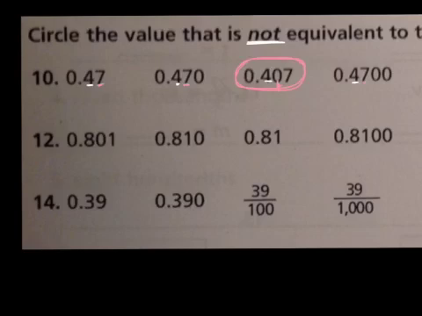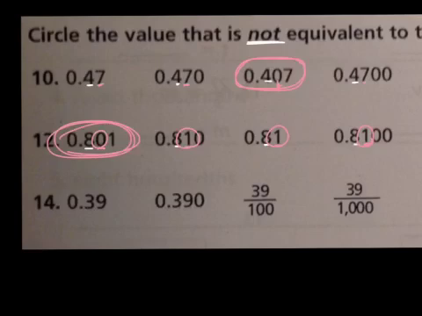Next, we look here again at the tenths place. The tenths place has an 8, an 8, an 8, and an 8. Those are all the same. The hundredths place has a 0, a 1, a 1, and a 1. So we have 1, 1, 1, 0. So this is the one that is not equivalent, not equal, not the same.